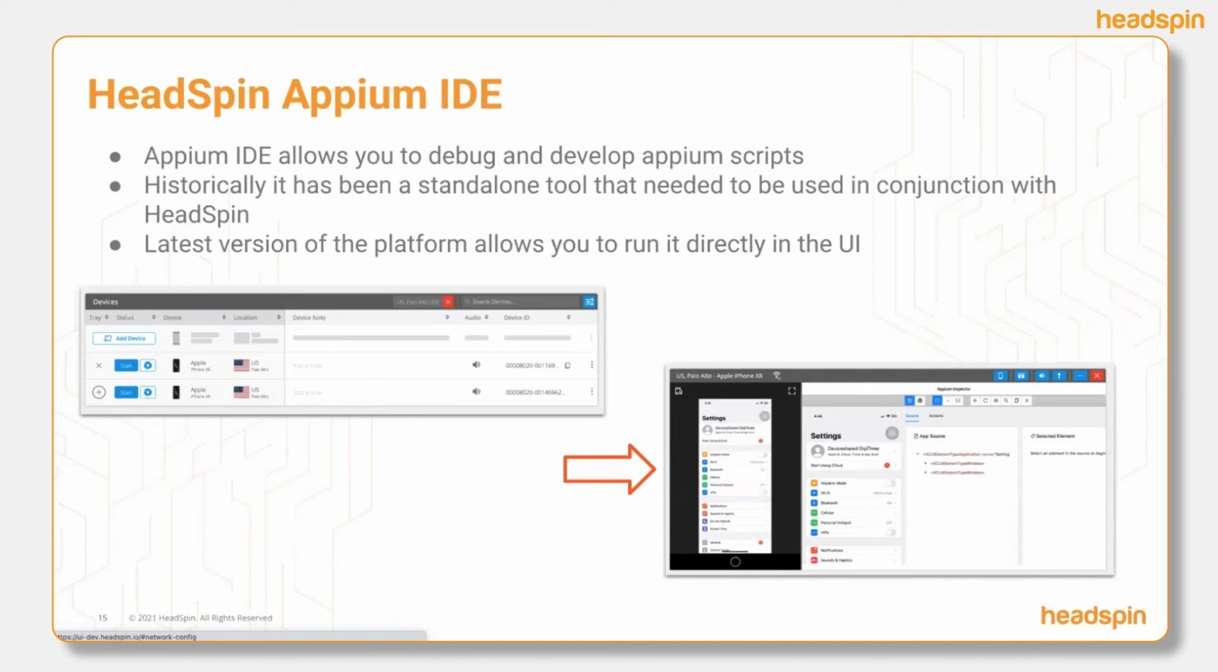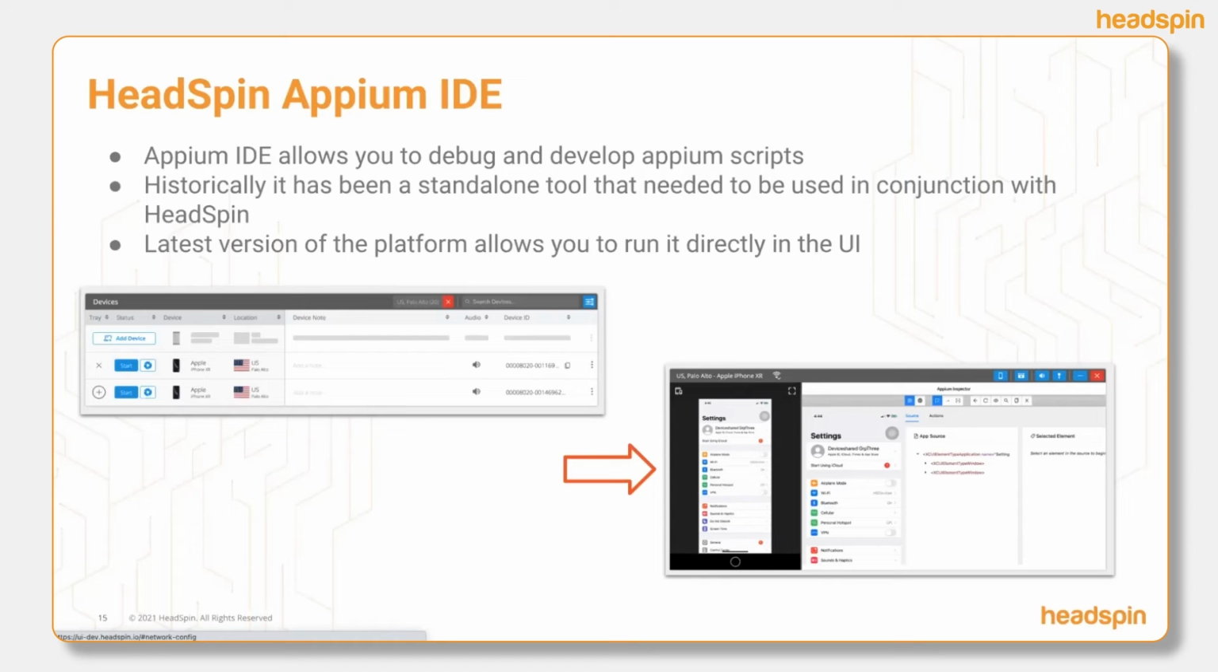So a recent feature, I think it was at about end of Q3 or early Q4, was the idea of bringing Appium IDE into the platform. Historically, you have to download either Appium Desktop or HeadSpin's lightweight version of Appium IDE to run it with devices on HeadSpin, right? So you'd have to have a separate application outside the platform connecting in, which is great, easy to use, but this is even easier to use, right?